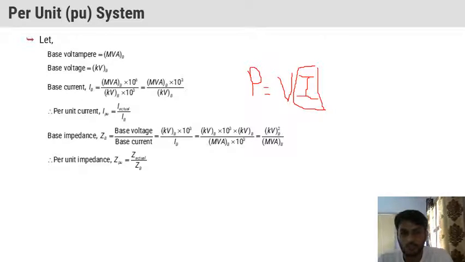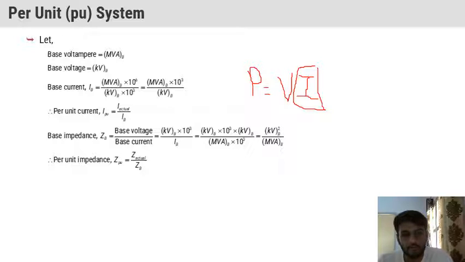Power is in MVA, so we have an MVA base, and in the division we have a kV base. It should be multiplied by 10 raised to 6, because we take the MVA as mega, and this is kV, so we multiply by 10 raised to 3. After doing this, 10 raised to 3 cancels out from the upper and lower parts, then we get this value.